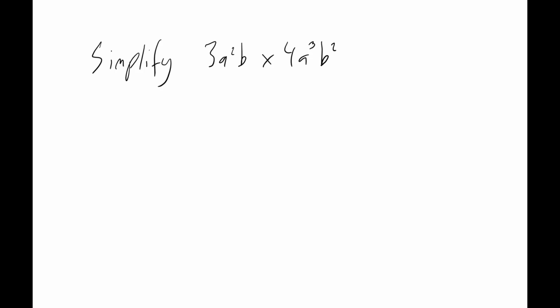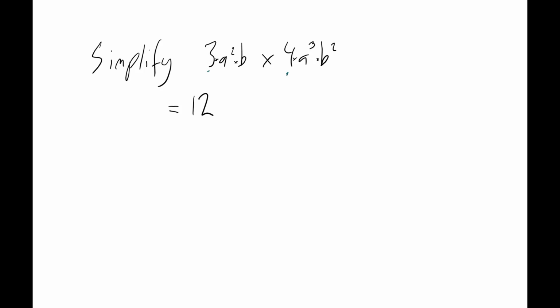Wow. Okay, well, let's try it out. There's no pluses or minuses there. All of these ones in between are times. Remember, in algebra we drop the times. So let's group them together. We'll do the numbers first. We've got 3 times 4, which is 12.